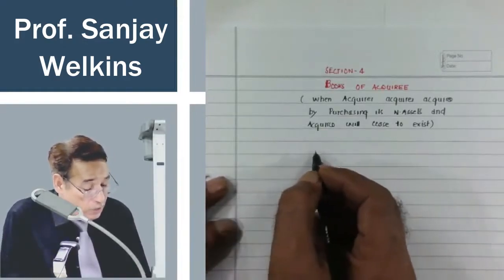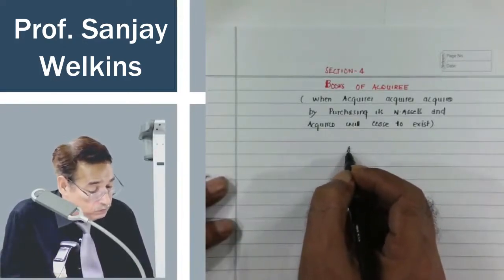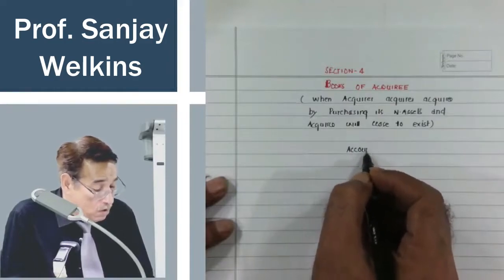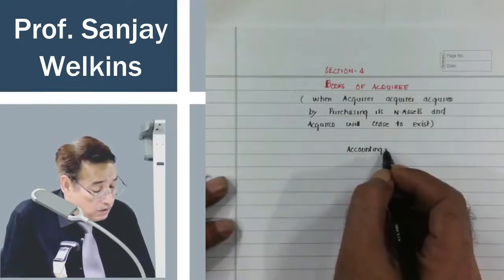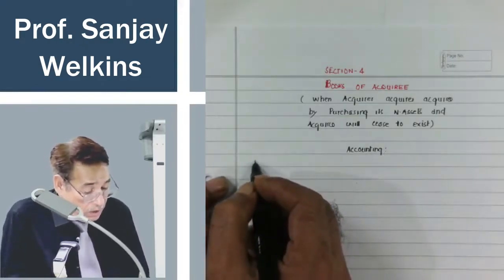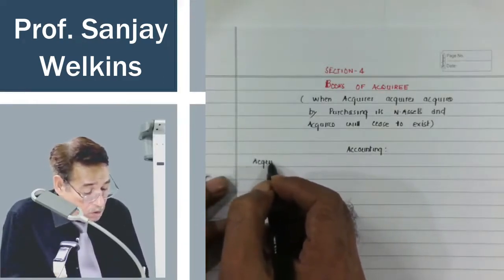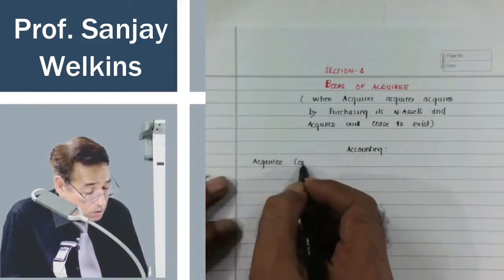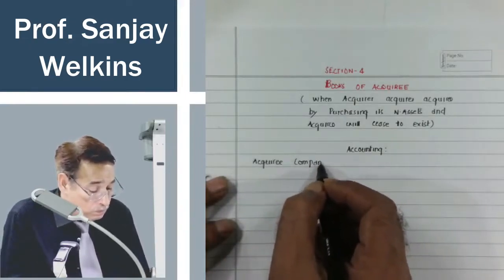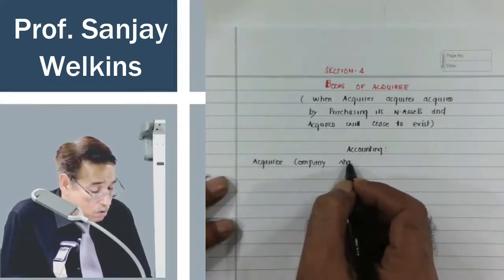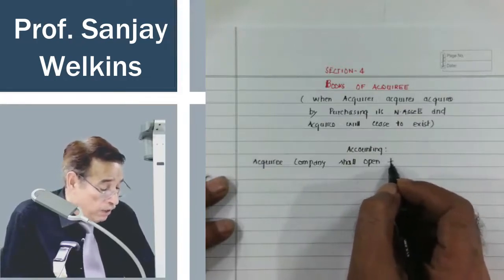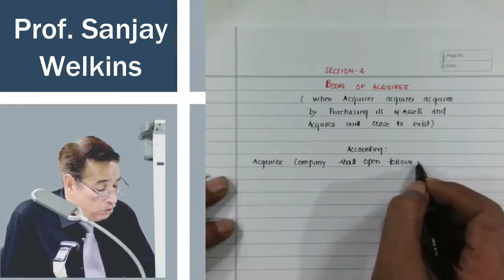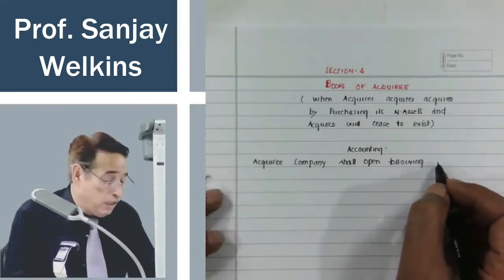So, as far as accounting is concerned, correct? Under such cases, the acquiree company shall open the following accounts. So the acquiree company, in order to do the accounting, will open the following accounts. Correct? What are those accounts?